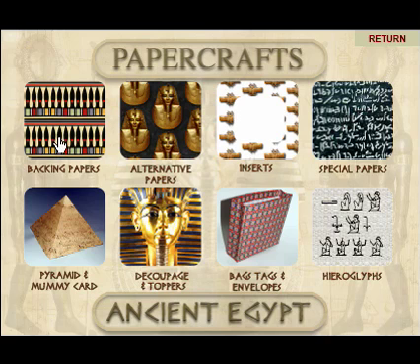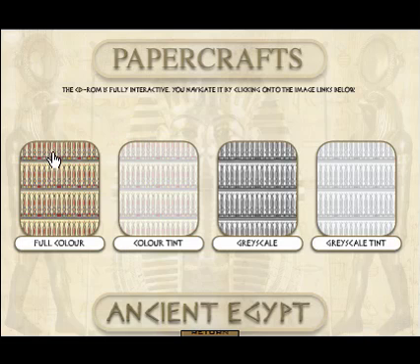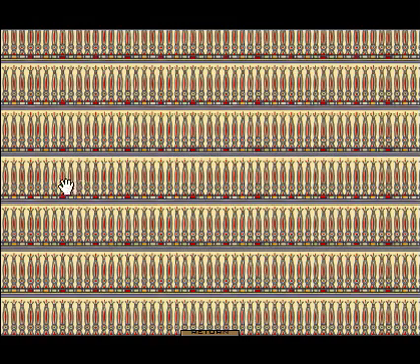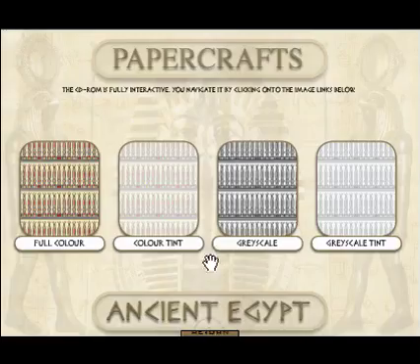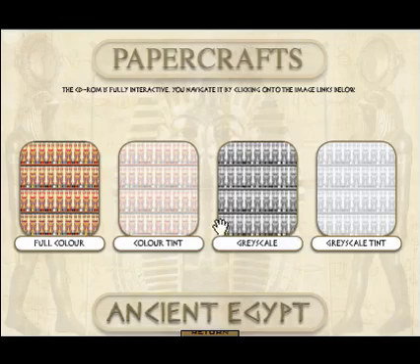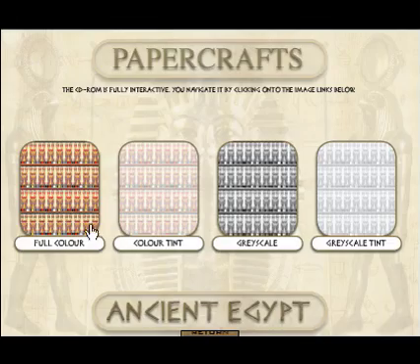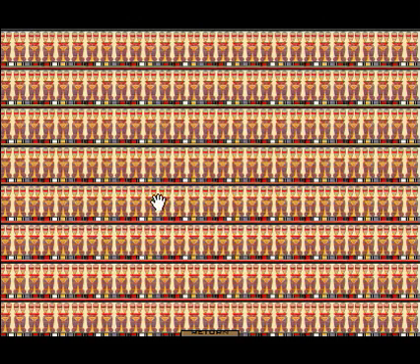Now I'm going to begin with the backing papers, and if I click onto that section there, up come my set of backing papers, and these come in both full colour, tint and grayscales as well. So we can simply click onto those and then hit return, and we can see you've got a wonderful range here of authentic patterns taken from ancient Egypt, and I've recreated these from segments from tombs and papyruses.